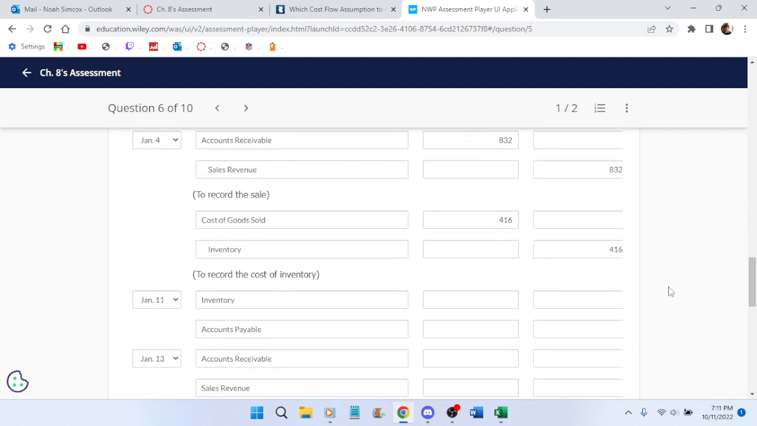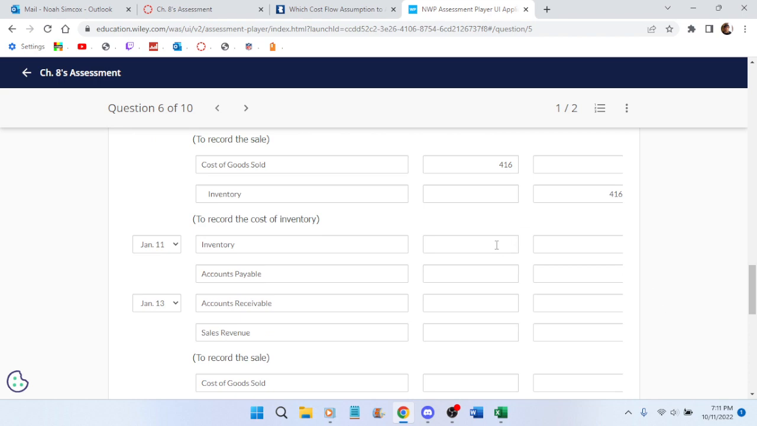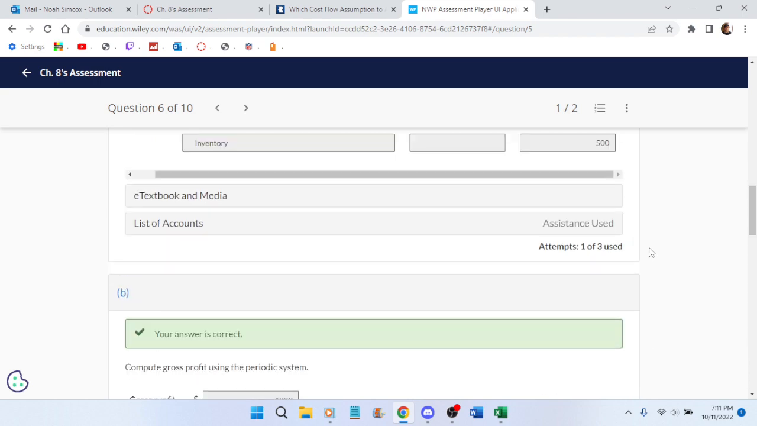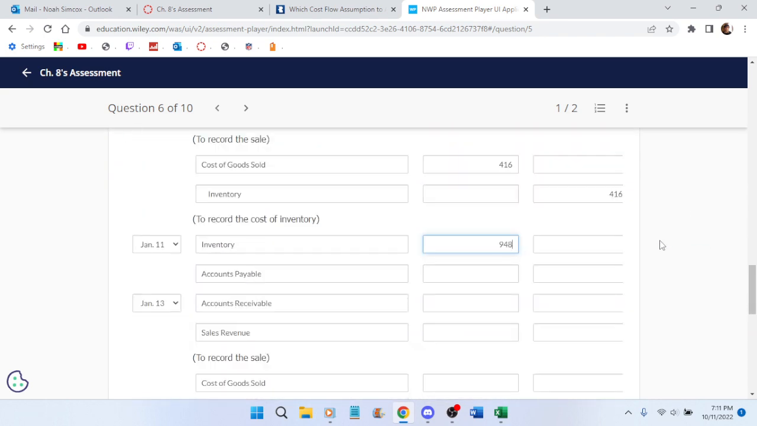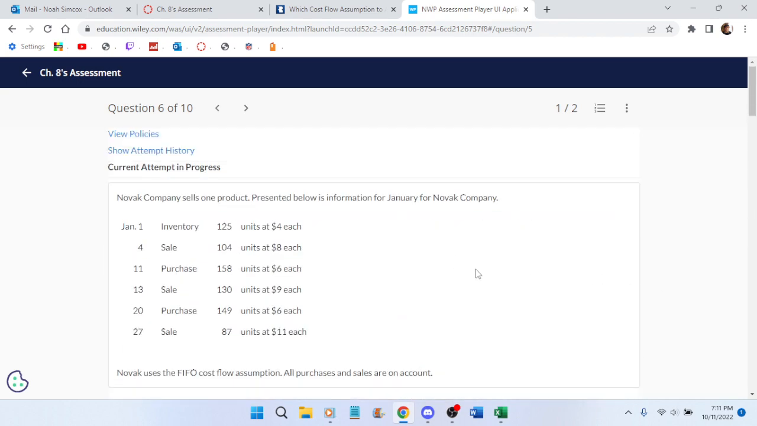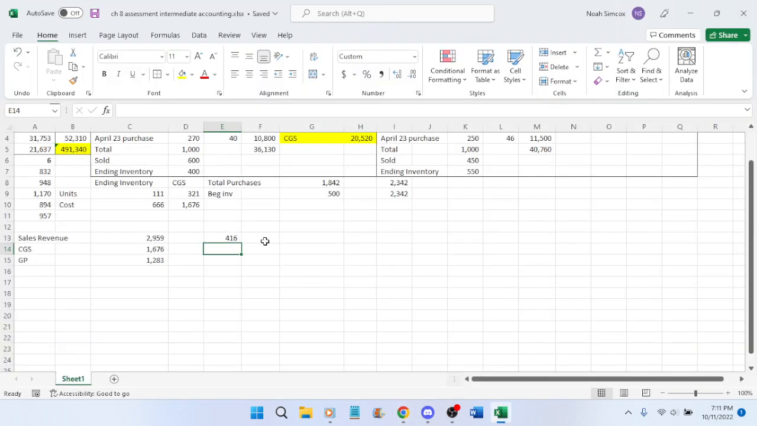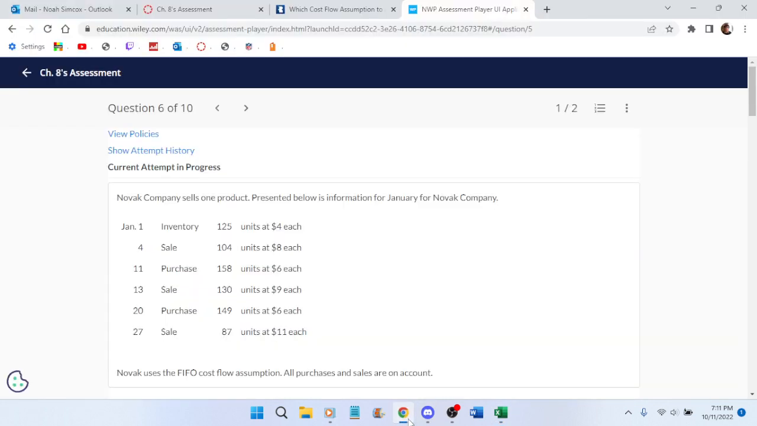Then they bought stuff. We already know how to record January 11th. Now they sold some more things. Okay, how many remaining? We have 125 minus 104. Remaining goods with cost of 4 is 125 minus 104.